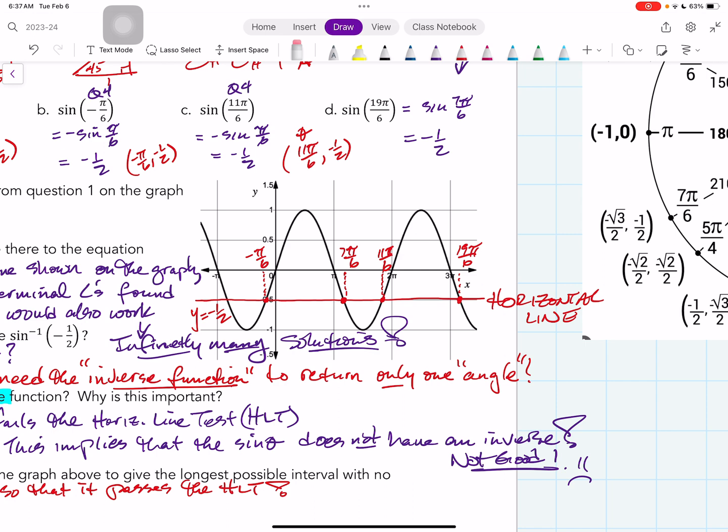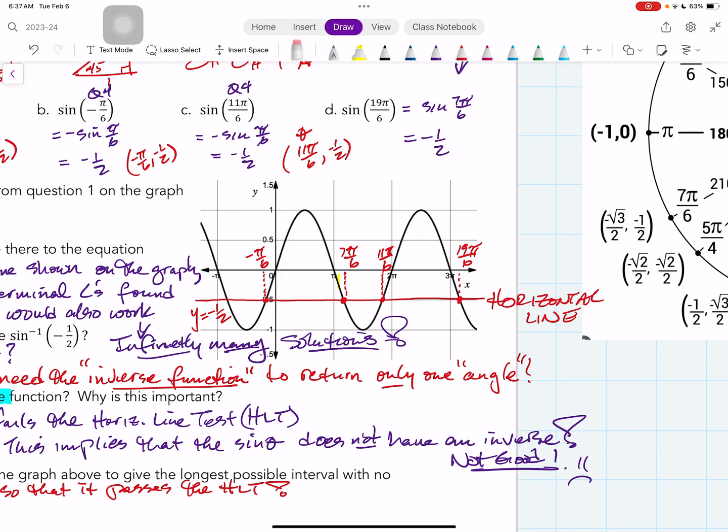Okay, so it can't go from 0 to 2 pi. Can't go from 0 to pi, because that wouldn't work either, since it fails the horizontal line test there. So that's no good, so delete that. How about from pi to 2 pi? No, that doesn't pass the horizontal line test either. So scratch that. All right, so what interval can we take so that it passes the horizontal line test?